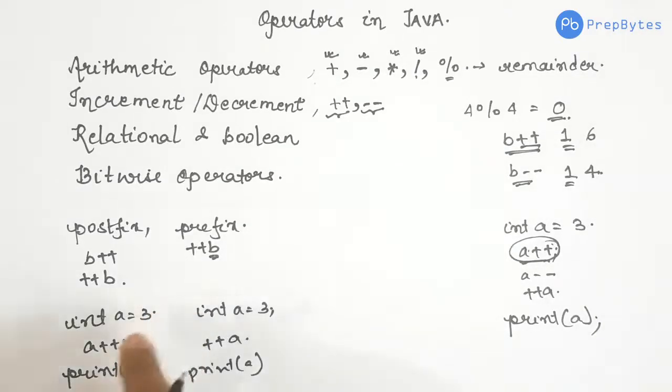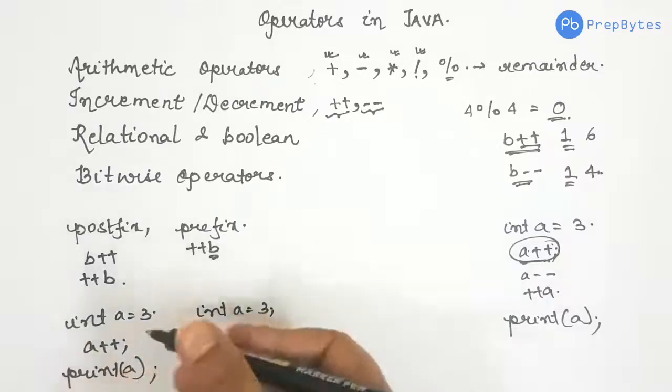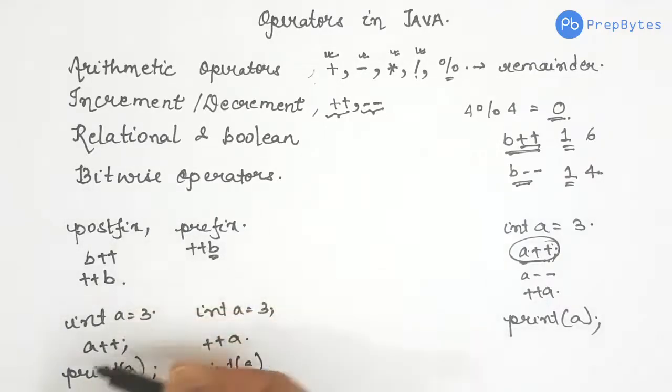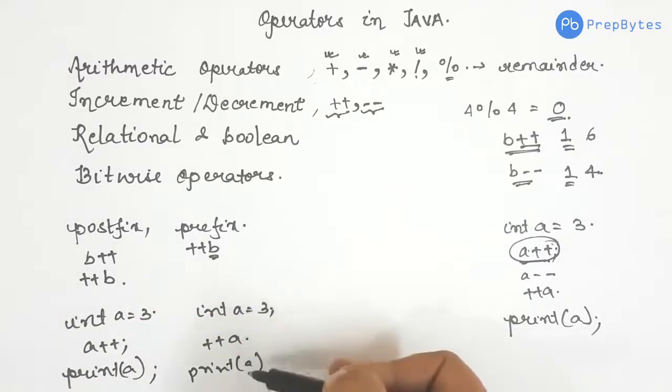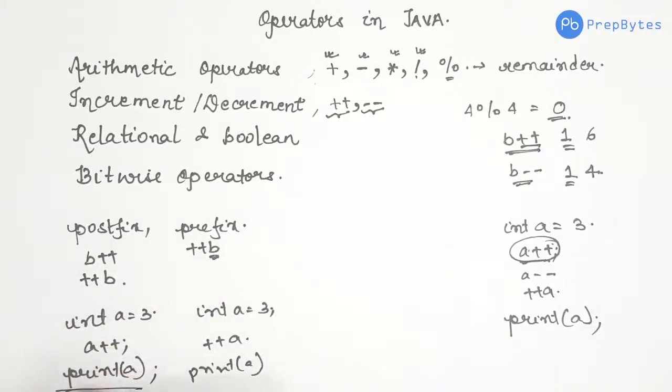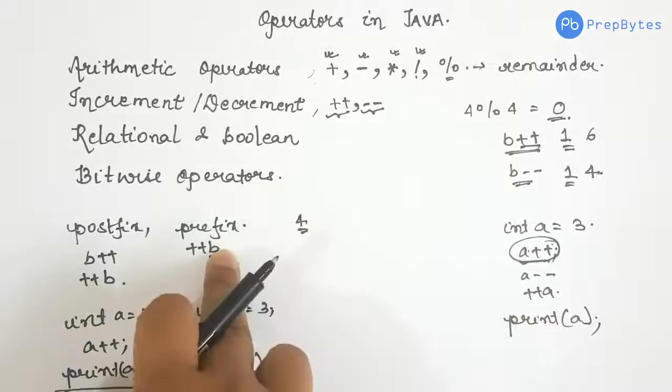So again I will repeat since it was not visible. We have int a equal to 3, a plus plus, print a, and int a equal to 3, plus plus a, print a. So these are two different programs. In both the cases, this print statement will give me 4. So where is this postfix and prefix making the difference?